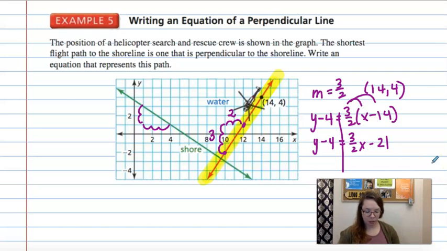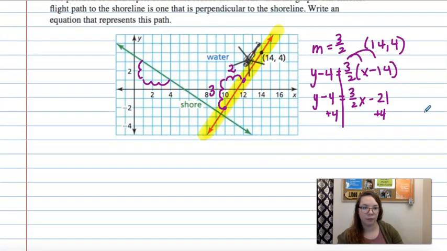3 times 14 divided by 2. Yep, 21. And then we will add 4 to both sides. So we end up with y equals 3/2 x minus 17.